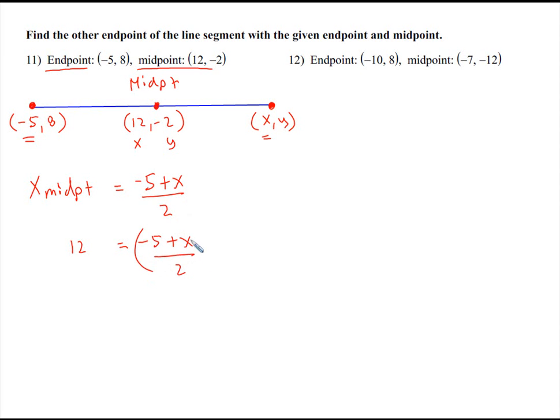Then just do the algebra, multiply both sides by 2. We end up with 24 is equal to -5 plus x. Add 5 to both sides. So we know x is 29.